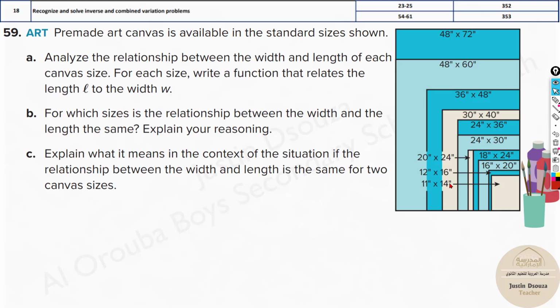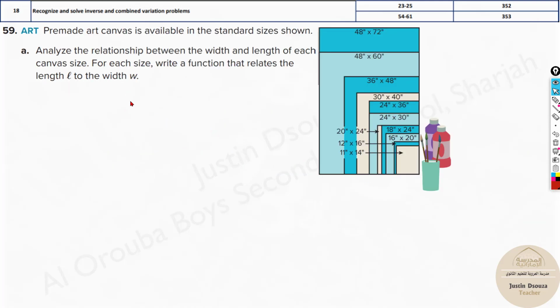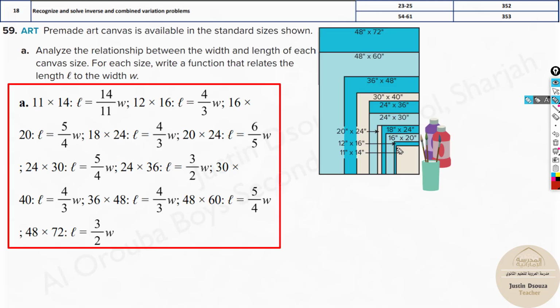Length is how much? 11, width is 14. So it will be 14 by 11. Let me just show you over here. What is the dimension of the smallest canvas? It's given 11 inches by 14 inches, right? So now let's write the relationship. Here they have clearly mentioned width and length of each. So this is the width 11, and the length is the bigger side 14.